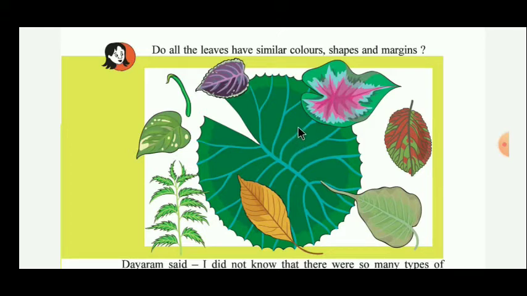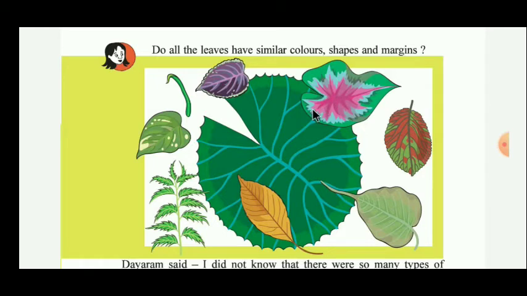Each one is different as far as colors are concerned. Some are light green like this, right? And some are dark green like this. Some are even yellow also, right? Red also, purple also, right? There is one which is green but with white patches and pink color in it, right?